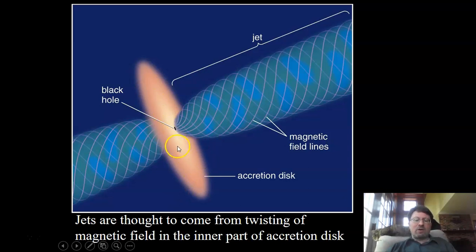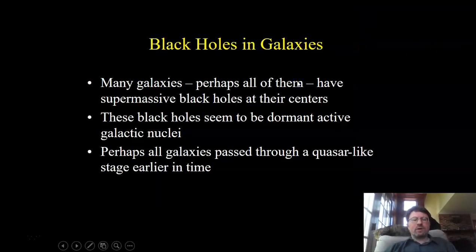Close on into the black hole where it's very hot, gamma rays and X-rays. Out in the jets, you'll see a lot of radio sources. If you just look at the object as a whole, you'll get a whole range of wavelengths being emitted from it. Now, black holes exist, as far as we can tell, in essentially all galaxies.